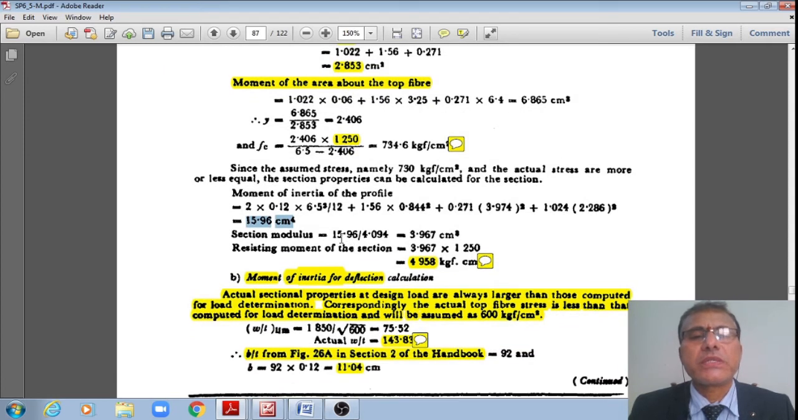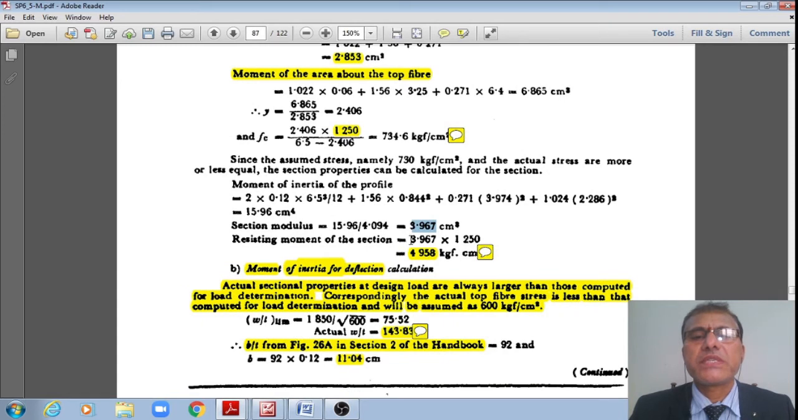Therefore the section modulus is nothing but Z is equal to I by y. However, extreme fiber distance is 6.5 minus 2.406. This is approximately 4.0946, that of the extreme fiber in tension zone, right? Therefore, now I'll get the section modulus as 3.967 centimeter cube.